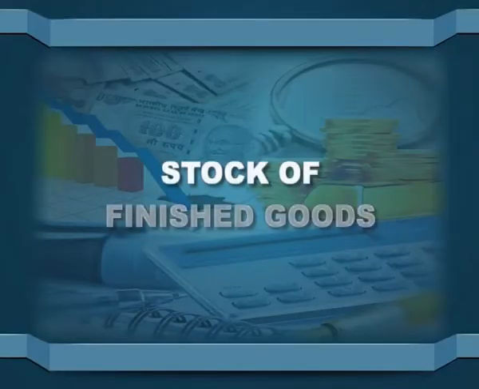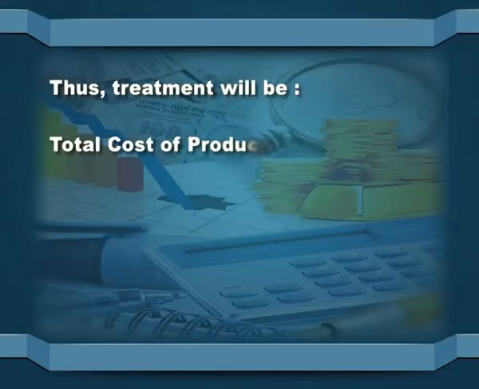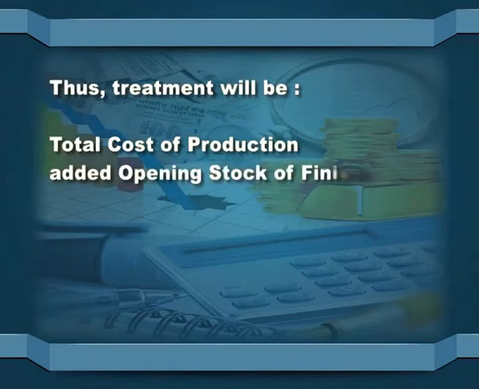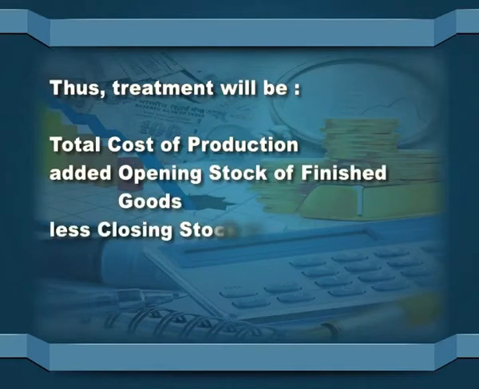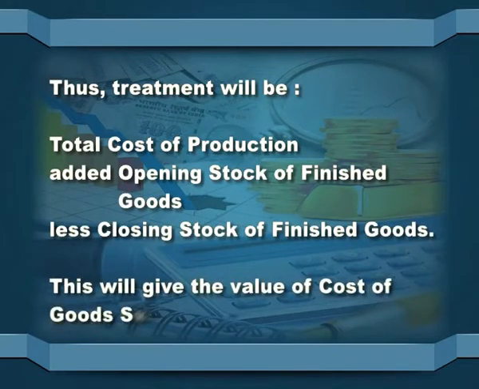Number 3, stock of finished goods. Generally, stock of finished goods is valued at the total cost of production. Thus, here the treatment will be total cost of production added to the opening stock of finished goods less closing stock of finished goods. This will give the value of cost of goods sold.